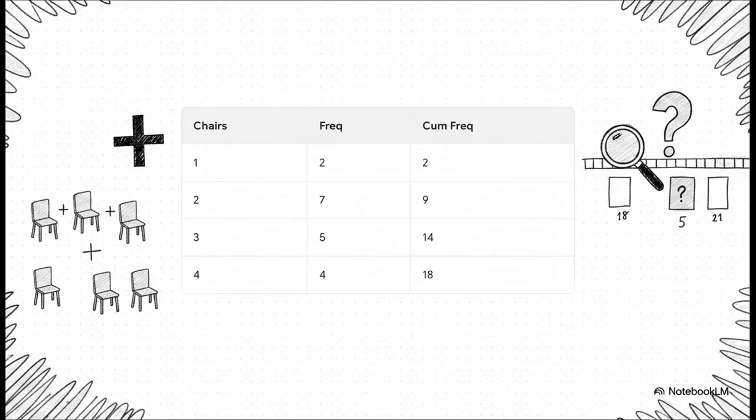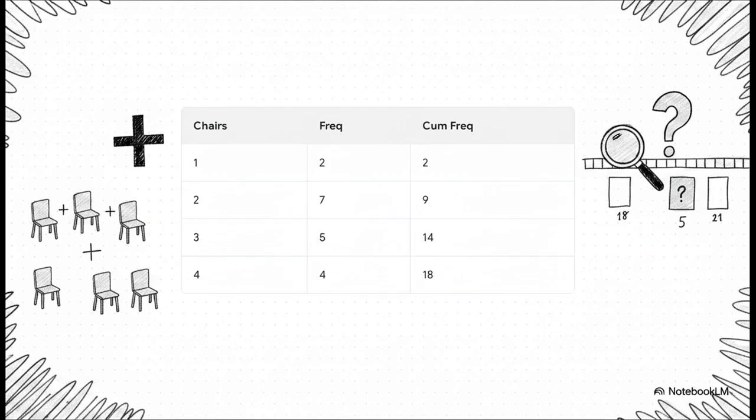Now let's watch how this builds. We take that 2 and add the next frequency, which is 7. Well, 2 plus 7 equals 9. Next up, we add the 5. 9 plus 5 is 14. Add the next one, which is 4. 14 plus 4 gives us 18.